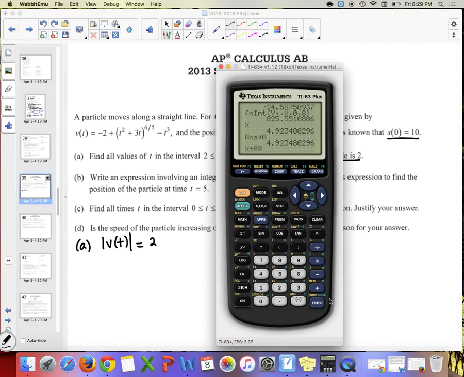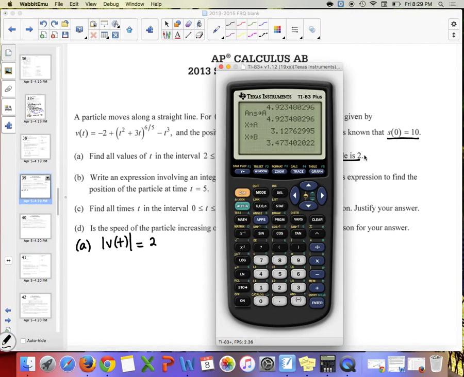Oops, what did I do here? All right, and then I'm going to go back in there, second trace, intersect, and I'm going to find the other one. All right, so I get 3.473. All right, so I'm going to do second quit, and I'm going to do X, and I'm going to store this one as B.